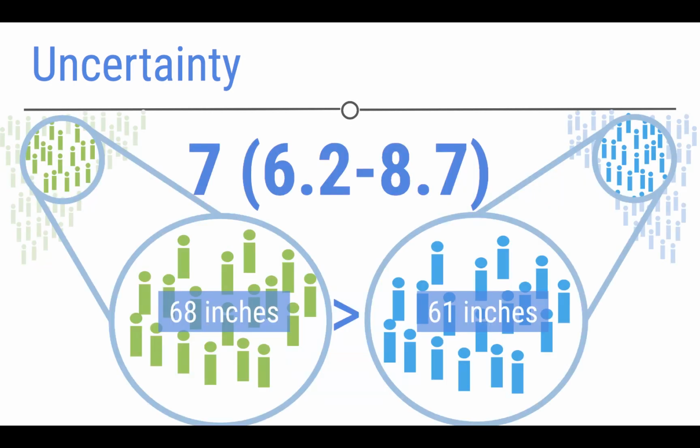Returning to our height example, the 95% confidence interval now is 6.2 to 8.7. This means 6.2 to 8.7 is the range of values that we're 95% confident contains the true point estimate.